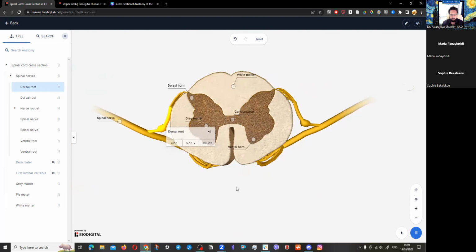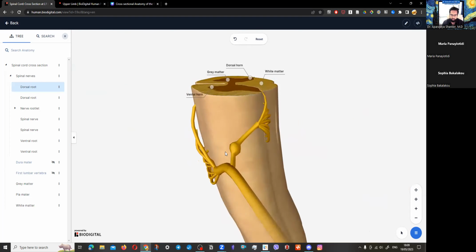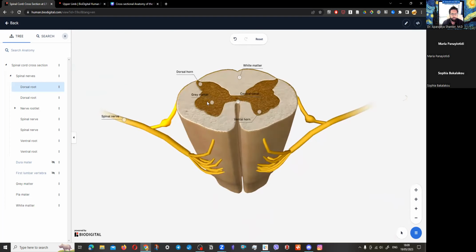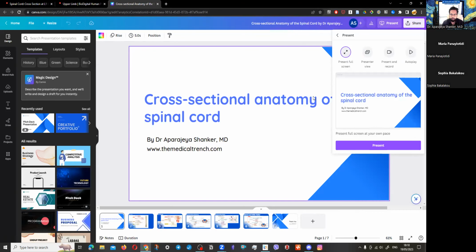And the thing is that this is a very simplified diagram. It doesn't contain all of the nuances like the blood supply and everything, but as a general rule, this is very helpful to orient where we are at. Now, the next thing we're going to do is to talk about the spinal cord anatomy, and I'm going to just present this full screen.